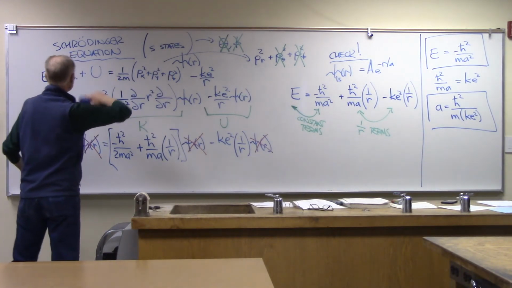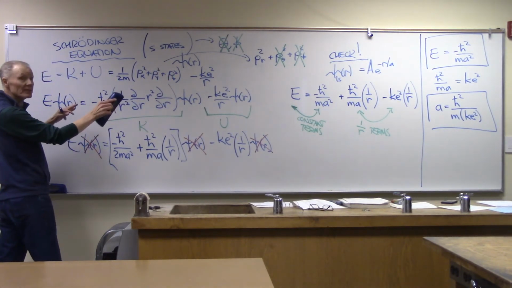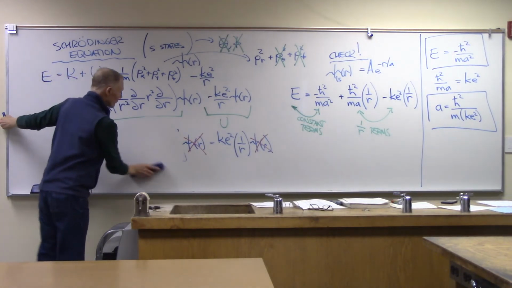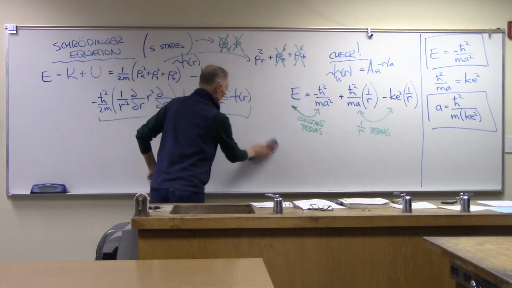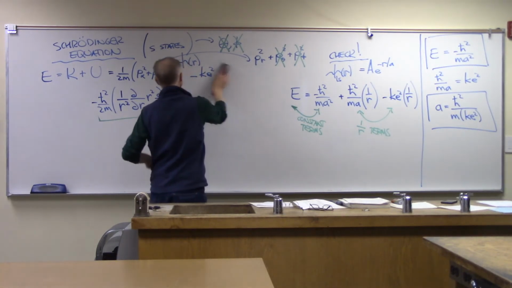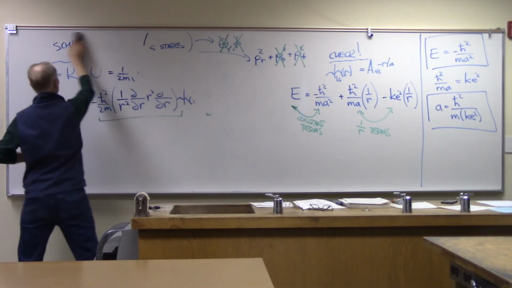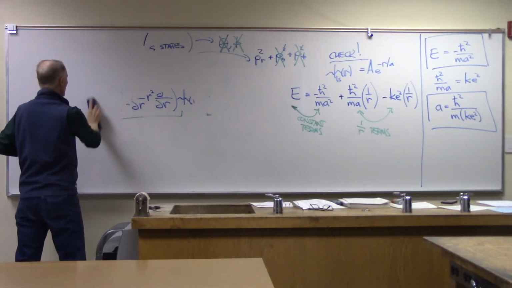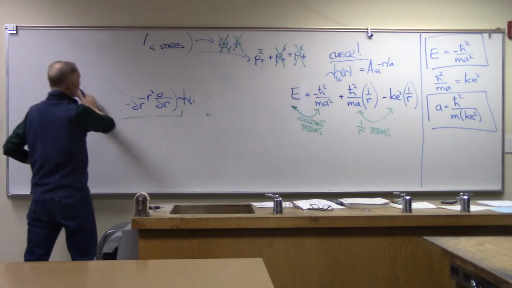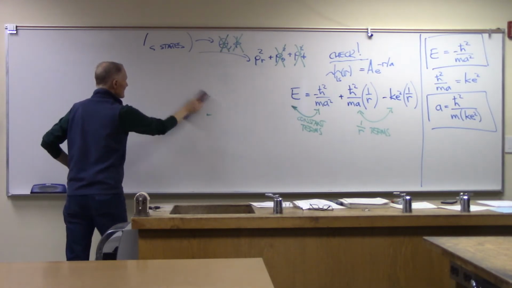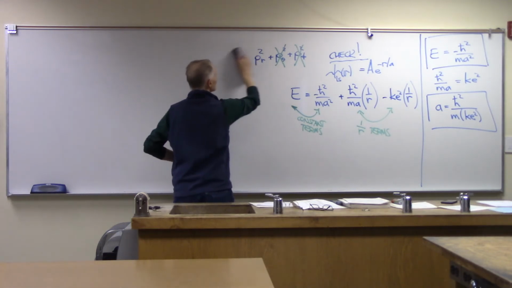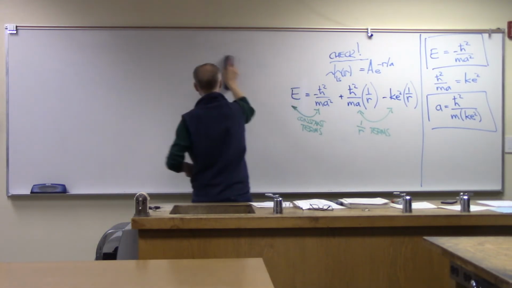Let me clear up some stuff here. Everybody's good on this stuff, right? So let me get this out of the way. So yes, this really does solve. It's a solution to the Schrodinger equation for an electron in the electromagnetic potential of a proton, of a nucleus. Let me clear some space here.